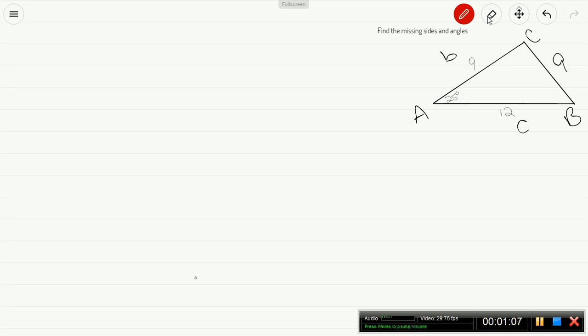All right, so the law of cosines says, in this scenario with A unknown, we're going to have A squared equals B squared plus C squared minus 2BC cosine A.